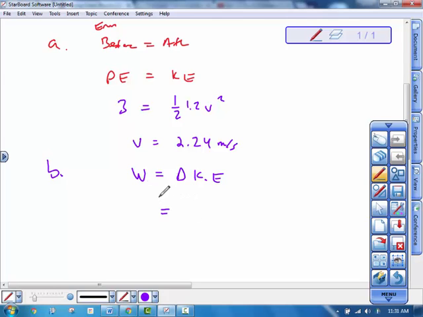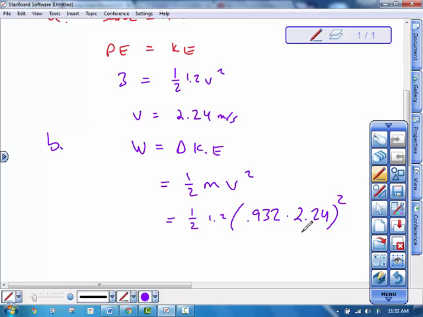So if we want to find the work, let's find out the kinetic energy. Well, we know that would be 1/2 mv squared, which is 1/2 times 1.2 times the velocity that it has at the bottom, which is, they said, 93.2% of the predicted value. So I'm going to do 0.932 times the velocity we got in part A, 2.24. And that gives me the kinetic energy that it actually has at the bottom, which is about 2.61 joules.